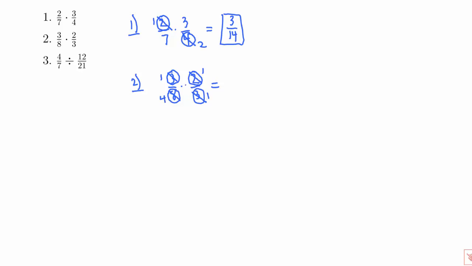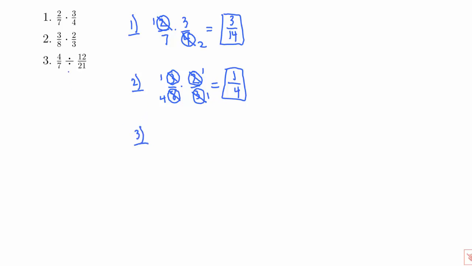And then just multiply straight across. 1 times 1 is 1. 4 times 1 is 4. And this is guaranteed, again, to be the simplified form of the fraction.